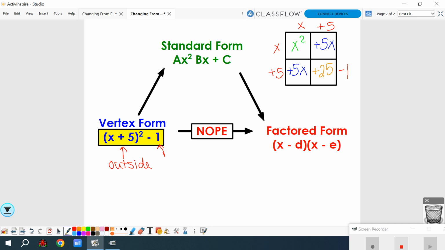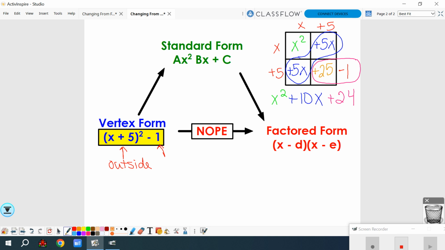Now to finish off my standard form, I'm going to combine the terms in my box. I'm going to have an x squared. I'm going to have my 5x and my 5x. 5x and 5x here will give me a 10x. But then we also have to combine my 25 and my extra piece of that minus 1. So 25 minus 1 gives me 24. So that's your standard form.